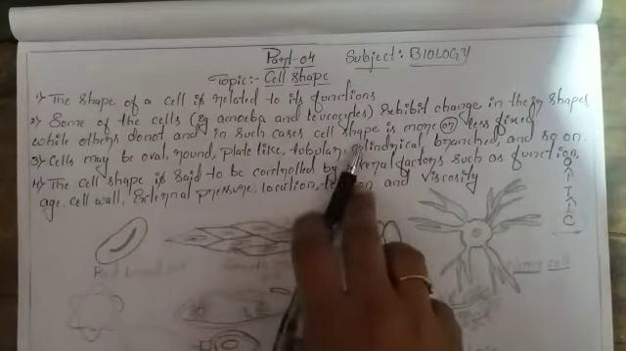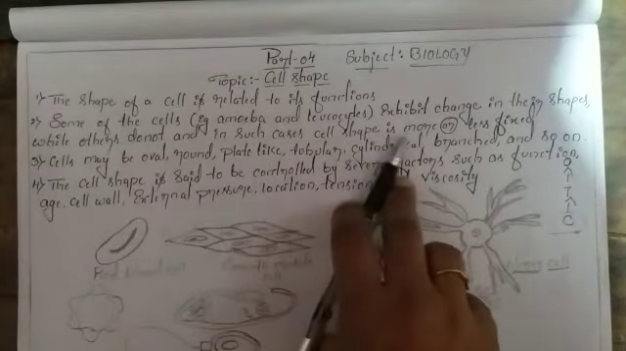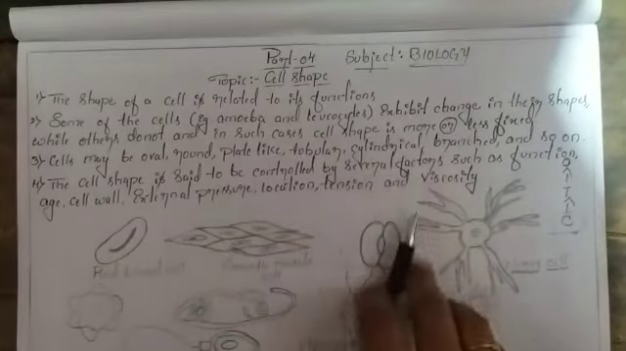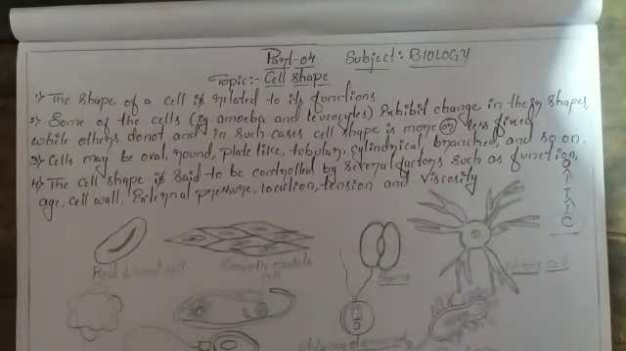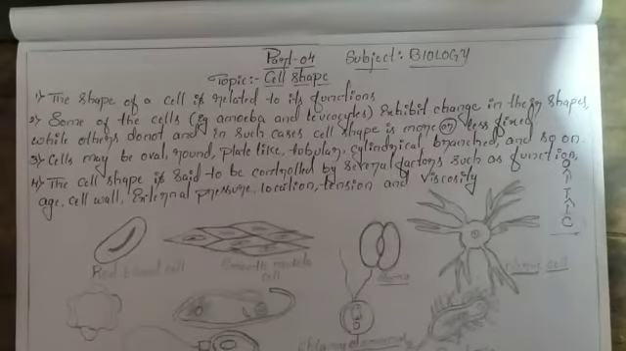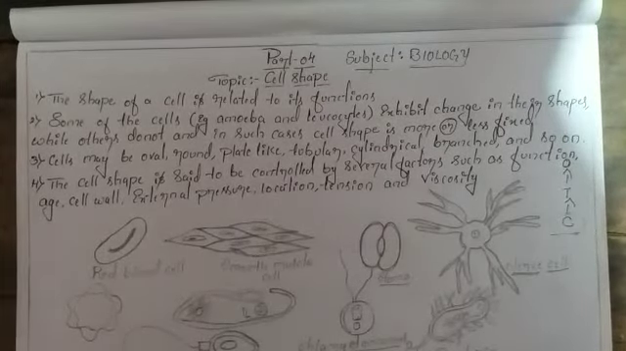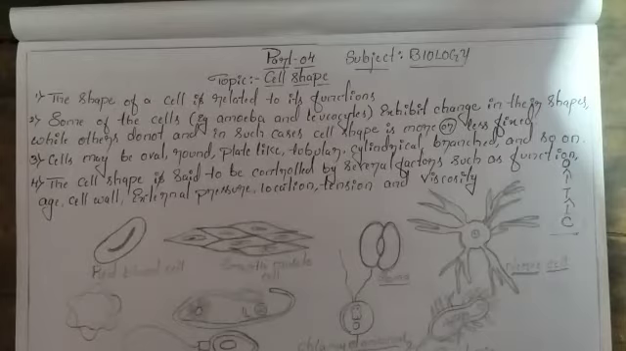And in such cases, the cell shape is more or less fixed. So almost the majority of the cells of all living organisms have a definite shape. Only a few cells do not have a definite shape. Then, coming to the third point, let us go through the shapes. We keep saying that there are different shapes and so on.